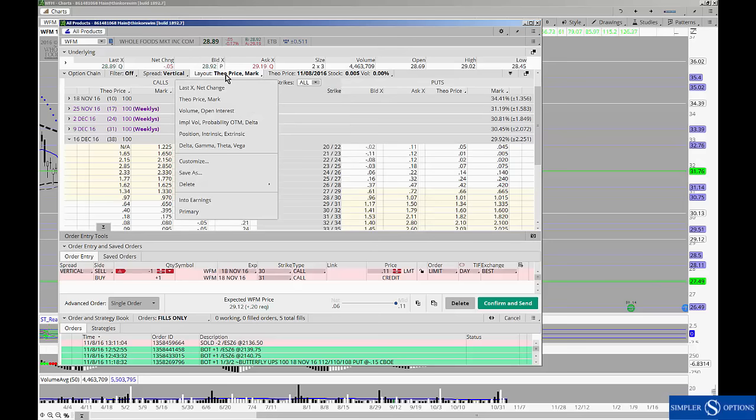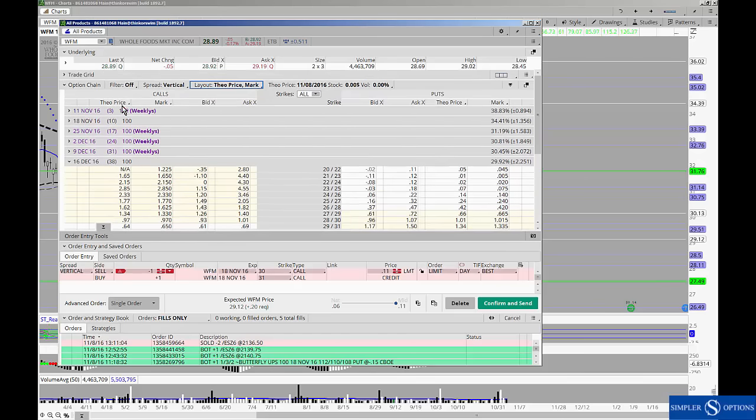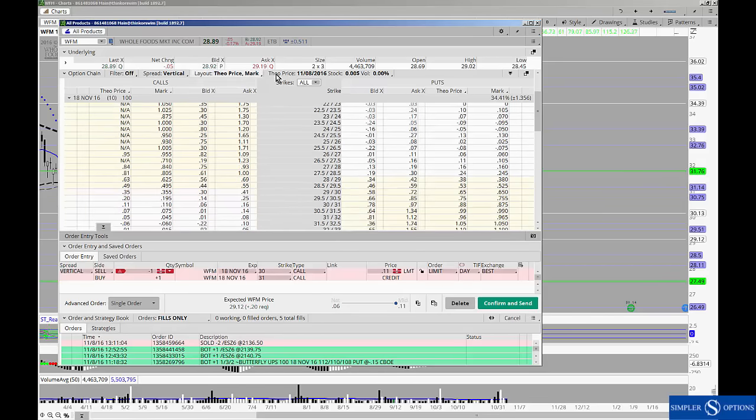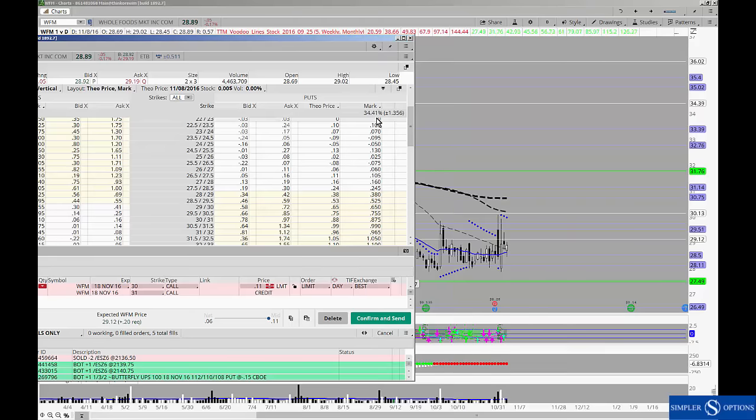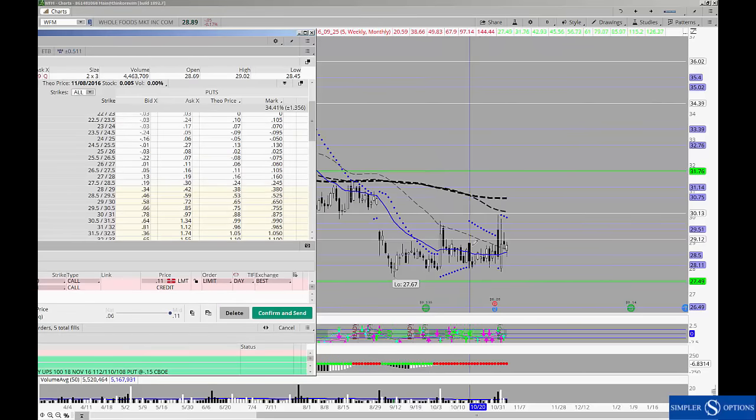So if you go to your layout drop down, the second item from the top is theoretical price and mark. Of course, mark just being market price. Once you select that, you can see that you'll have a new column here that will give you the values for, in this case, the contracts I'm looking at are the Novembers that are about 10 days out. And what I would like to look at is the idea that if this were to rally, let's say what's the expected move? $1.35. Okay, so that's going to take you into just a little bit above $30.